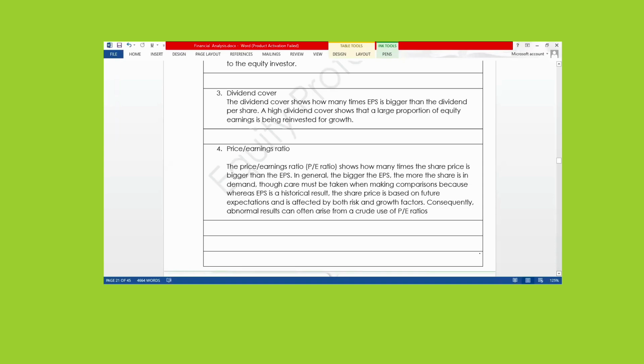Generally, the bigger your earnings, the more the share is in demand. If a company is generating more earnings, investors will be willing to invest in your company. The ratio relates market price to earnings generated.